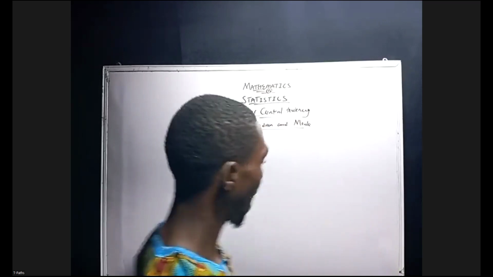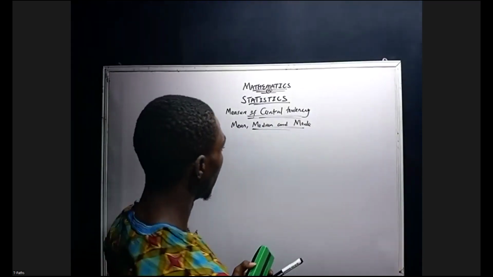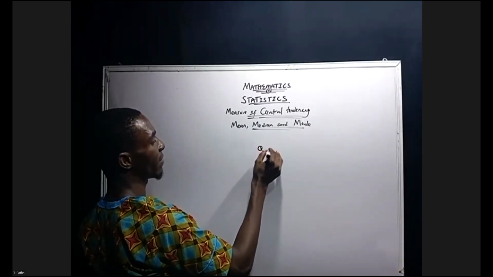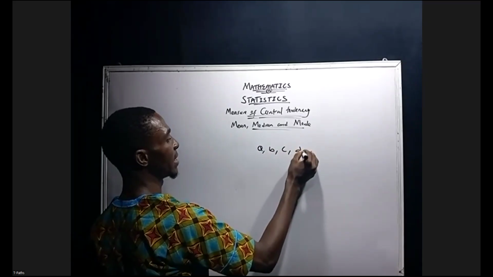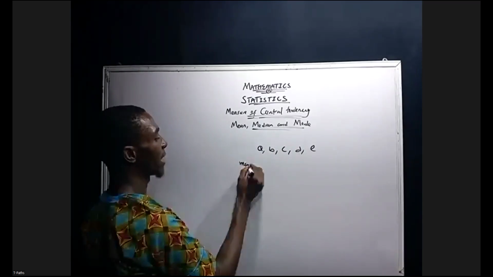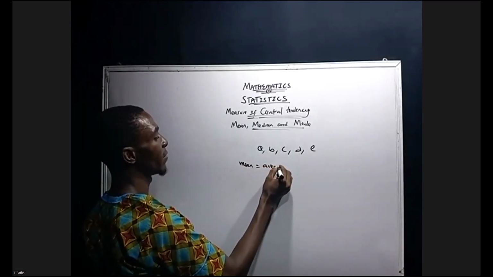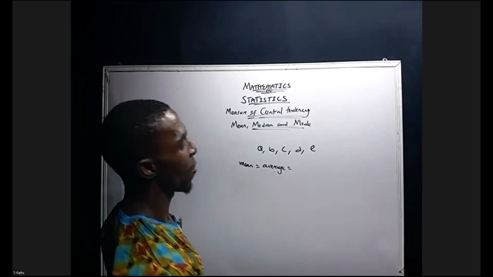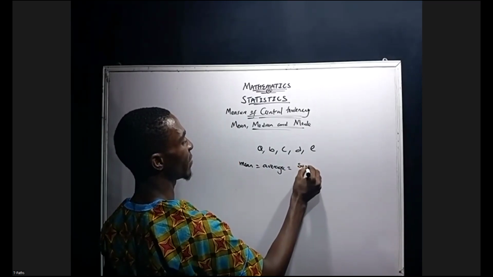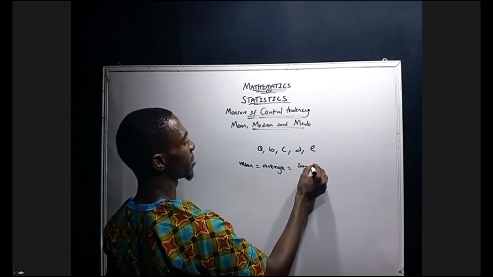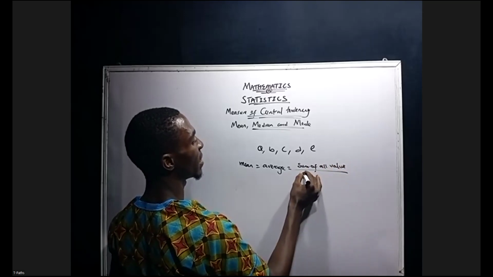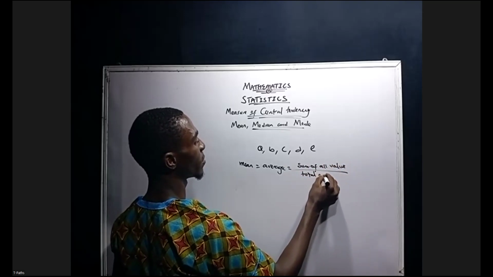Now, for instance, I have data from my observation giving me numerical values like A, B, C, D, and E. Now, to get the mean of this data, it means you're looking for the average of this data. Now, what do we mean by the mean and the average? It means you are summing everything. Summation, sum of all values over the total number of values.